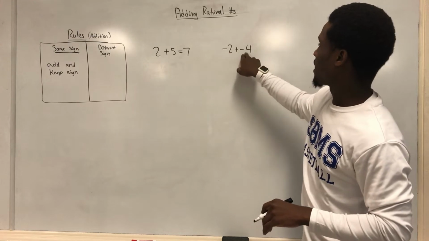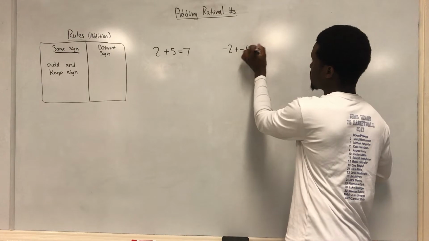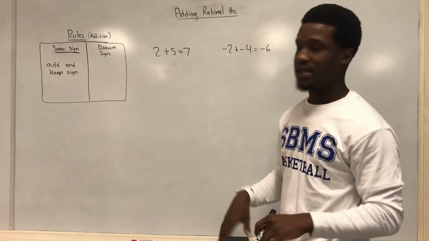A positive and a positive will give you a positive. Next, adding negatives. A negative plus a negative will just give me a negative. So this will be -6. I add, and I keep the same sign.